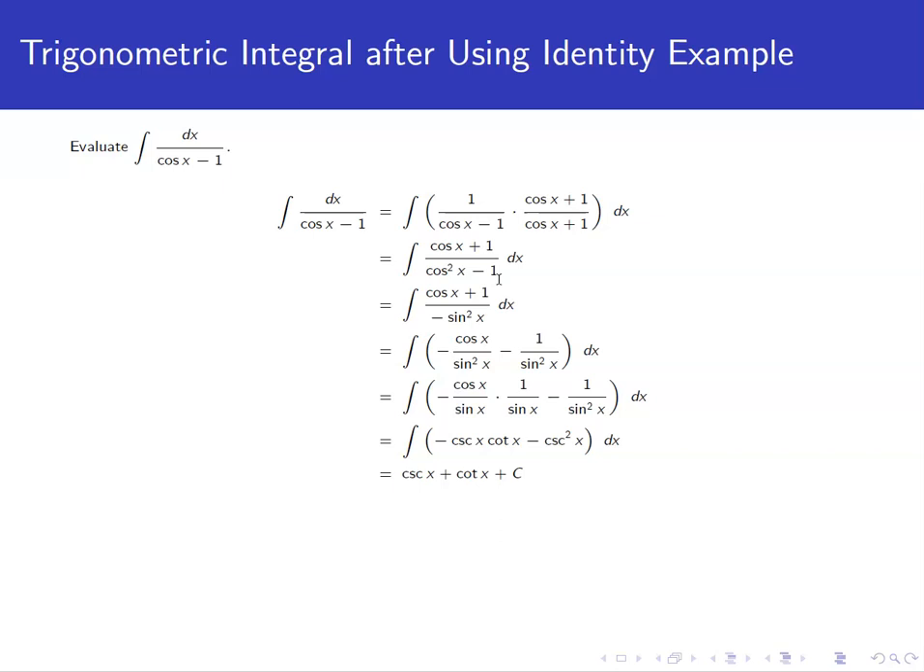1 minus cosine squared x we know is equal to sine squared x. So this denominator is actually equal to the opposite of sine squared x. So now we have the integral of cosine x plus 1 over negative sine squared x dx.